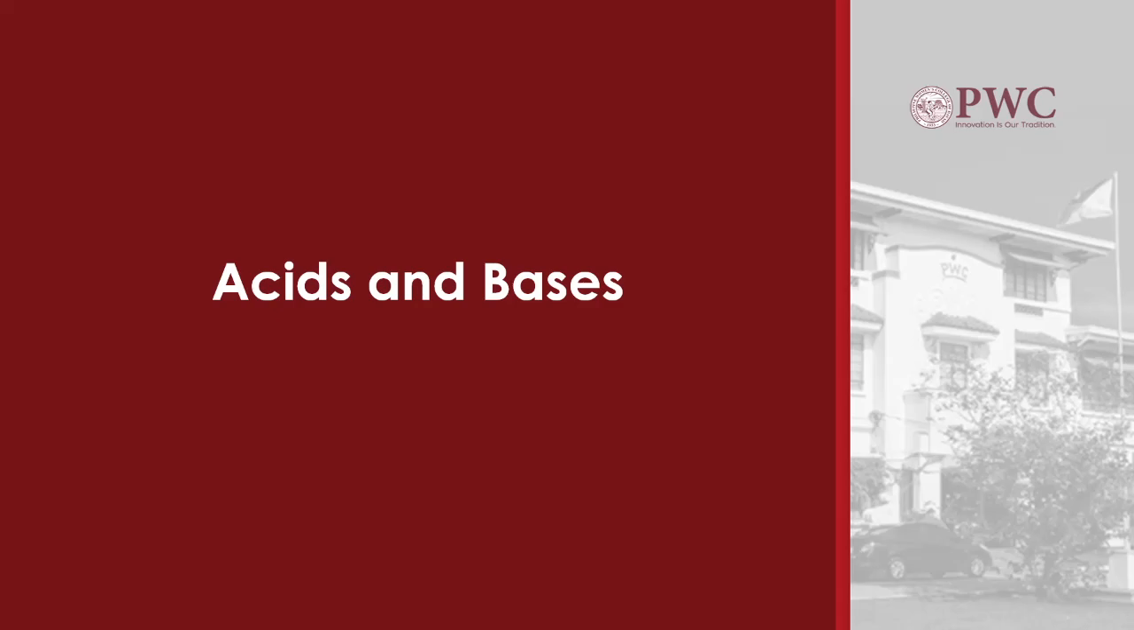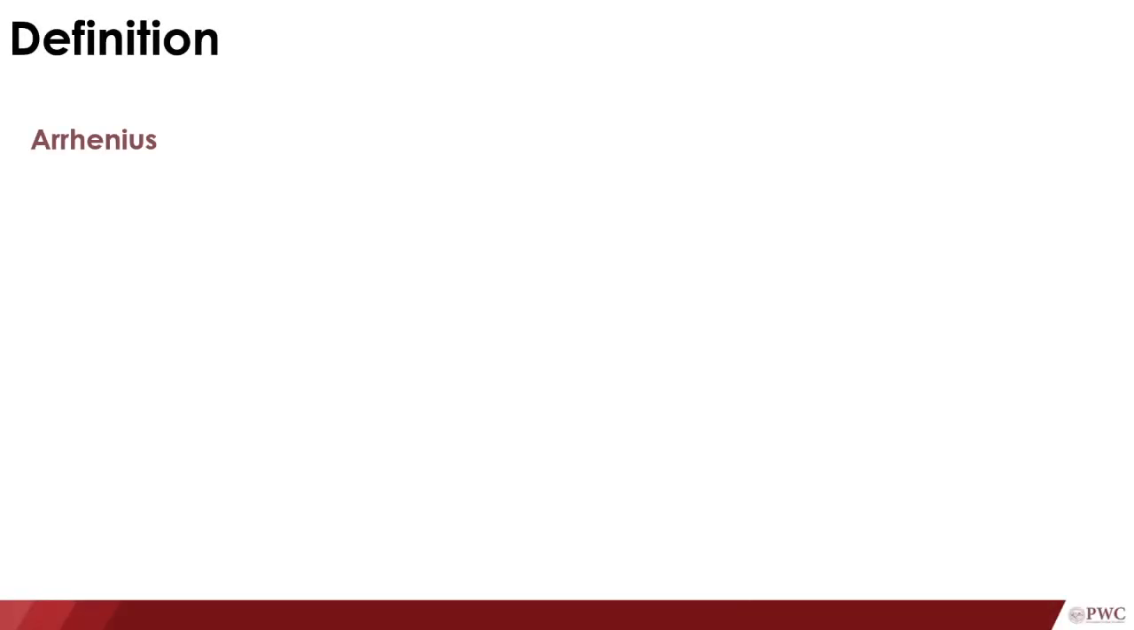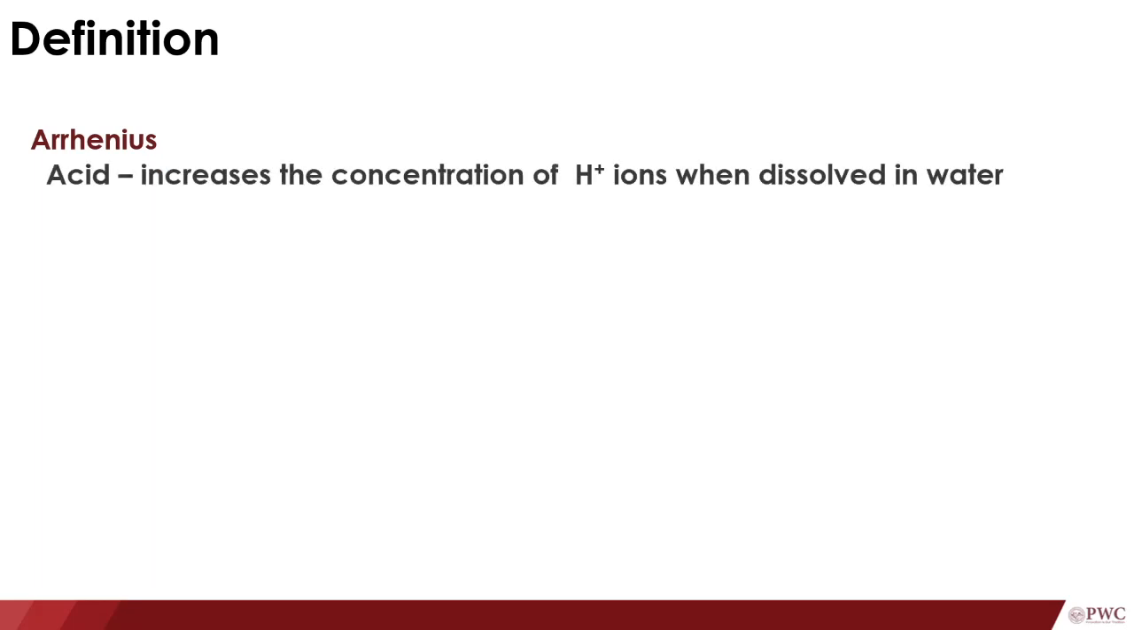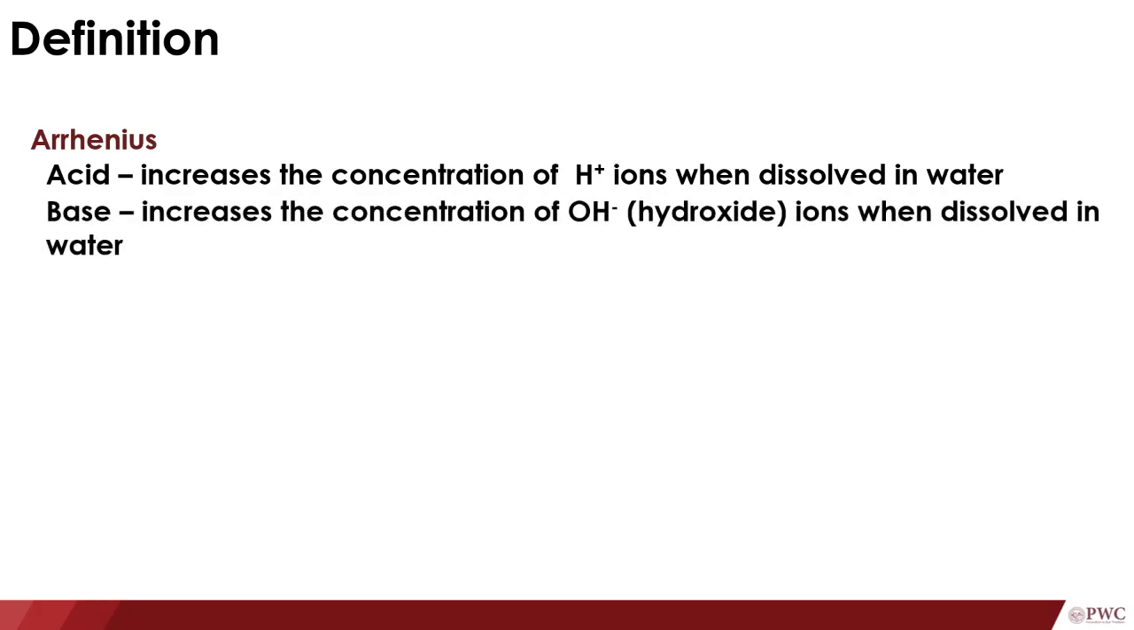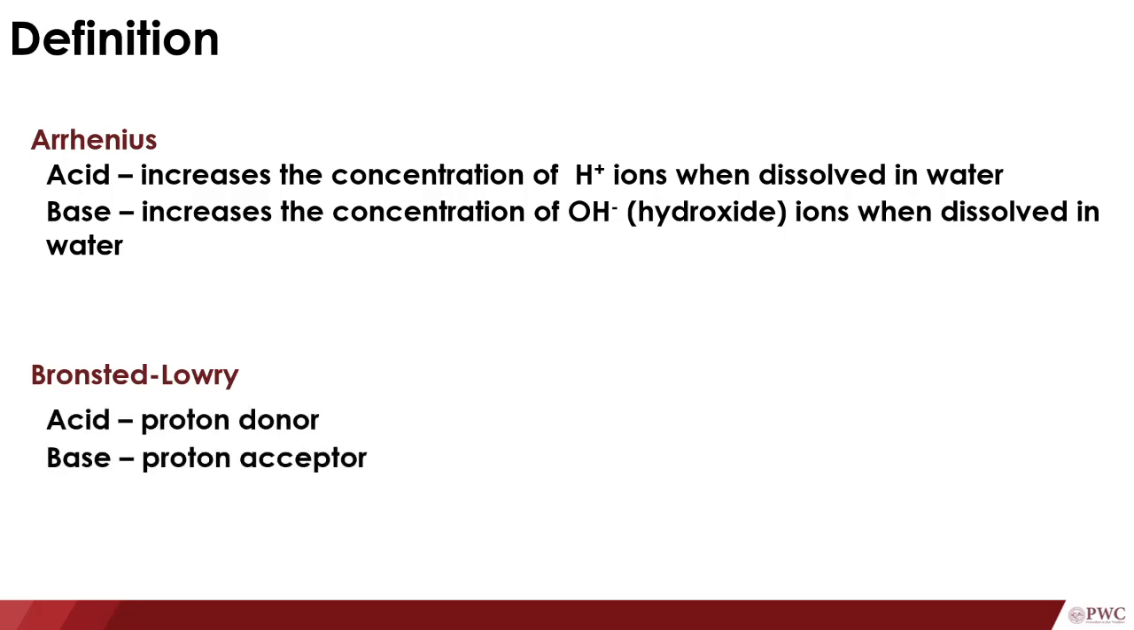Let's discuss acids and bases and their definitions. According to Arrhenius' definition, an acid increases the concentration of hydrogen ions when dissolved in water. On the other hand, a base increases the concentration of hydroxide ions, or OH- ions, when dissolved in water. We also have the Bronsted-Lowry definition of acids and bases. A Bronsted acid is a proton donor, meanwhile a base is a proton acceptor.